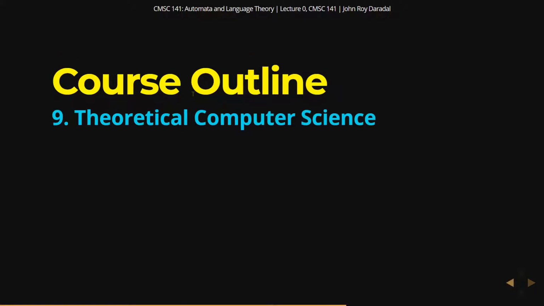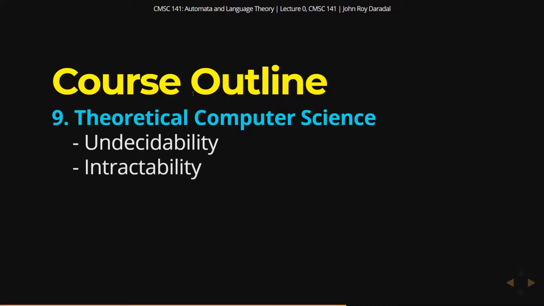And then for the last set of topics, we will be covering some topics in theoretical computer science, specifically undecidability, intractability, and the P versus NP problem. So this is more on the limits of computation, limits of what a computer can do and not do, and what can be done in theory and what can be done in practice.